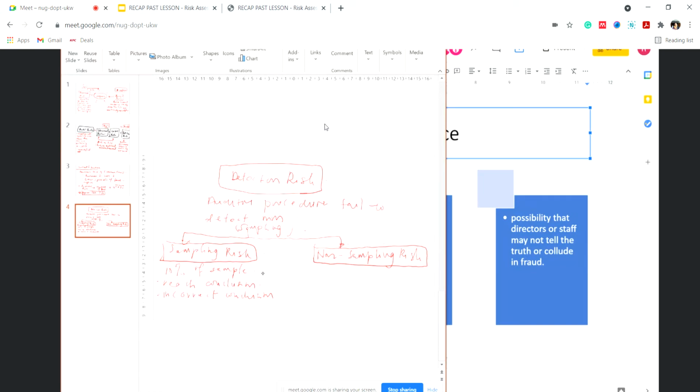And for non-sampling risk, you misinterpret the audit evidence. This non-sampling risk is not because of the sample.